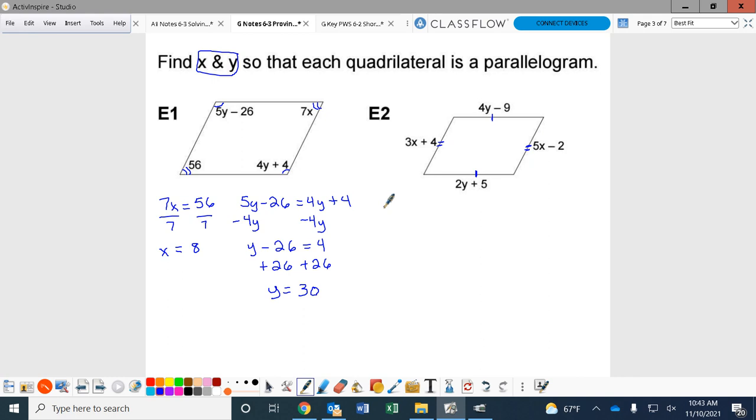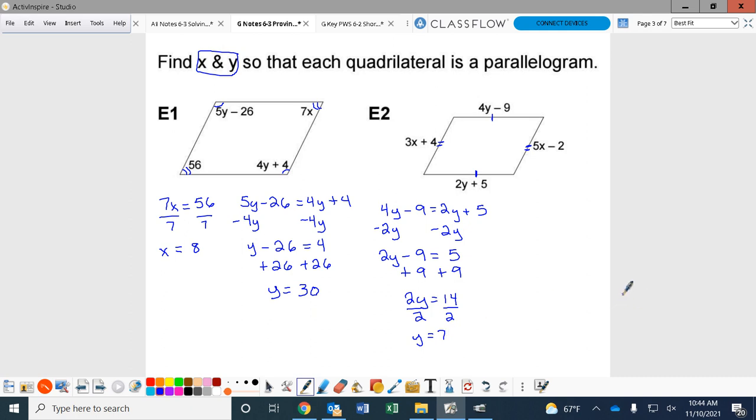You can solve for the y's first. 4y minus 9 equals 2y plus 5. Minus 2y, minus 2y. That makes it 2y minus 9 equals 5. You're going to add 9. You get 2y equals 14. Divide by 2, y equals 7. Perfect.